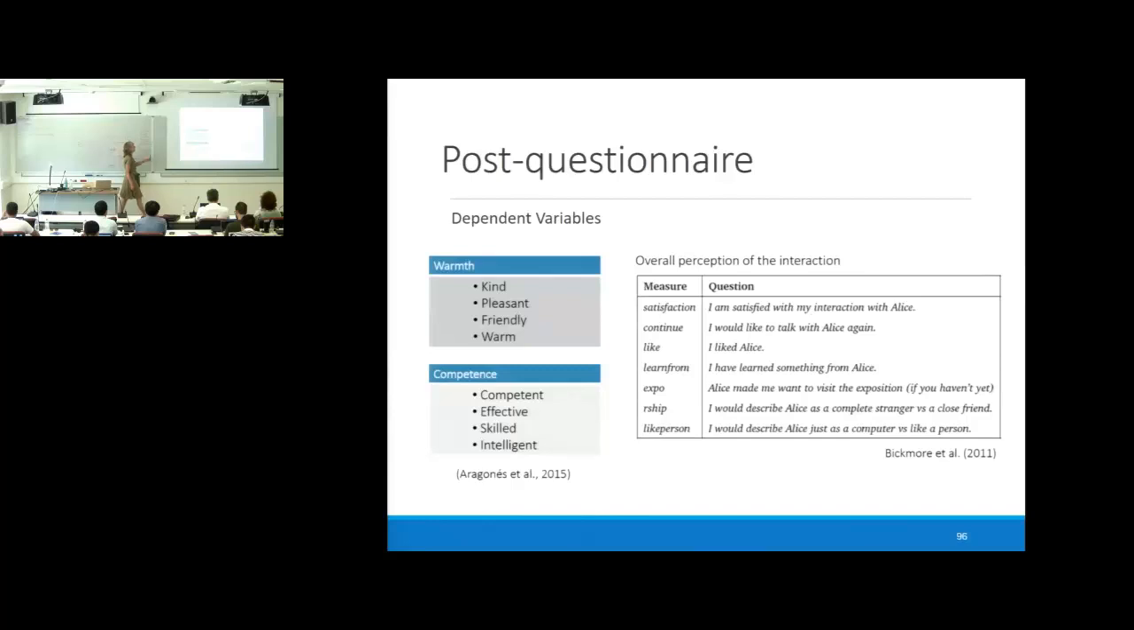Regarding the post-questionnaires, the dependent variables for annotating warmth and competence use the same type of vocabulary, but we also ask questions about the overall perception of the interaction. So satisfaction: I'm satisfied with my interaction, I would like to continue to talk. I like the character, I've learned something from the character, I want to visit the exhibitions. I would describe Alice as a complete stranger or a close friend, so the type of relationship, and is she like a computer or like a person.